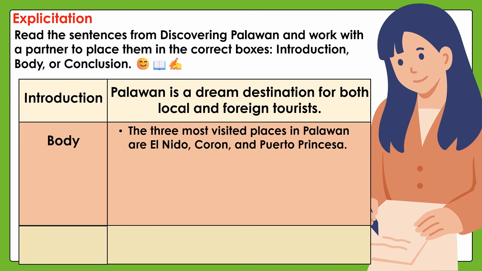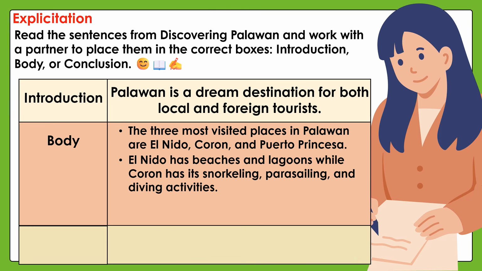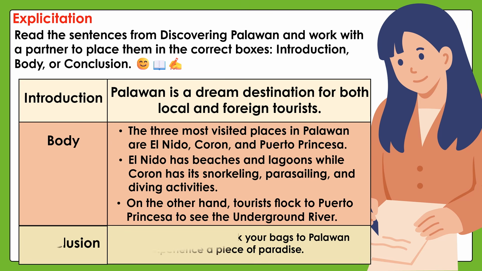Body. First, the three most visited places in Palawan are El Nido, Coron, and Puerto Princesa. Second, El Nido has beaches and lagoons, while Coron has its snorkeling, parasailing, and diving activities. Third, on the other hand, tourists flock to Puerto Princesa to see the underground river. And conclusion, the next vacation, pack your bags to Palawan and experience a piece of paradise.